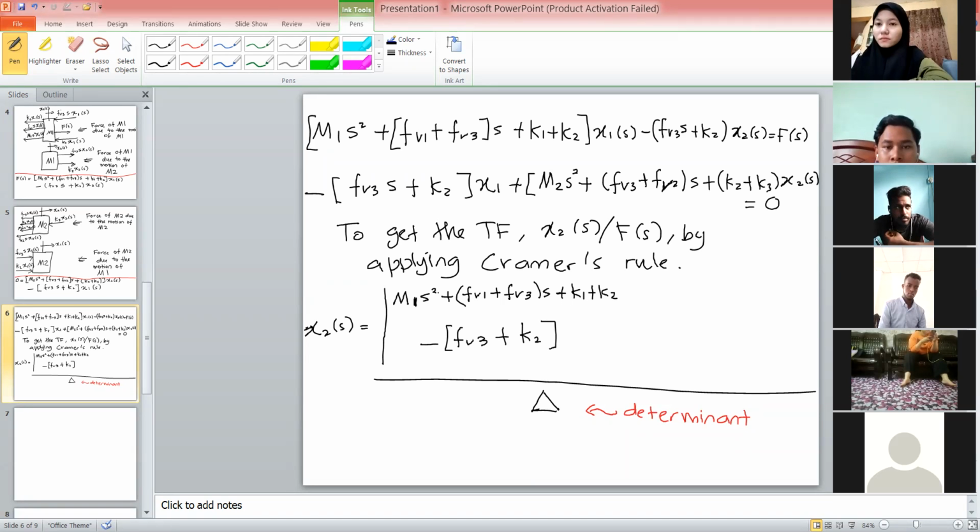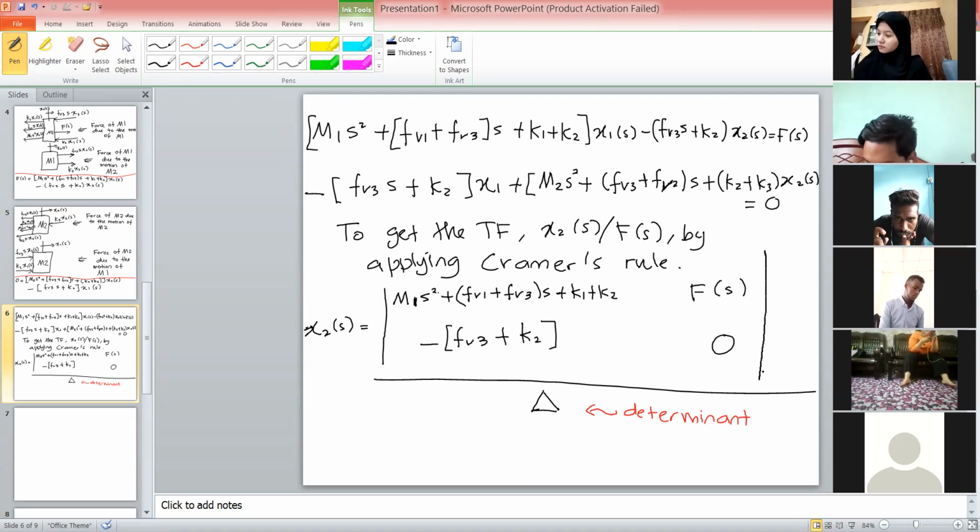Again, in order to find X2s over Fs, we want to find X2s, so we need to copy the first column and the final column into the right-hand side. Now we have Fs and 0. There are two straight lines here.